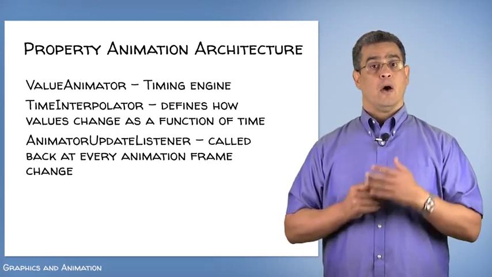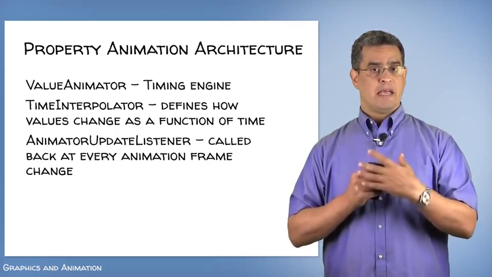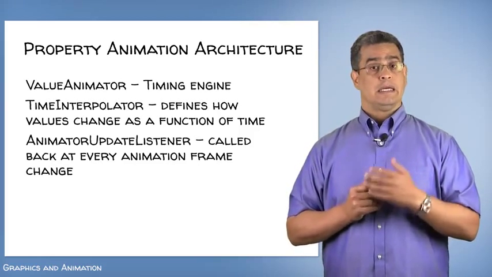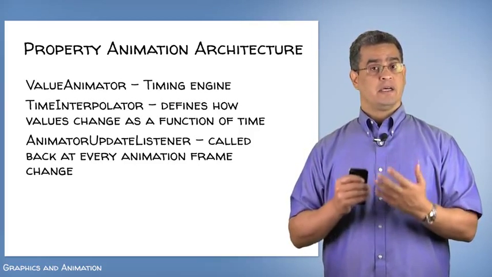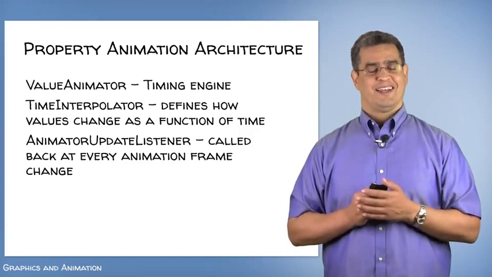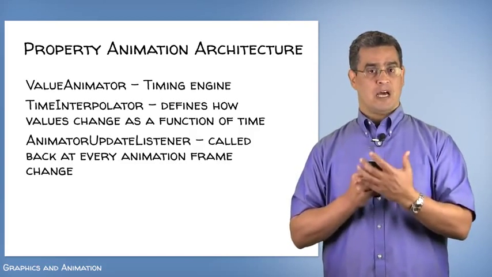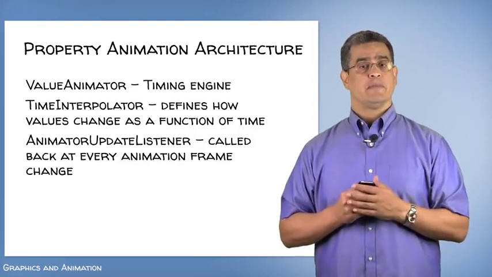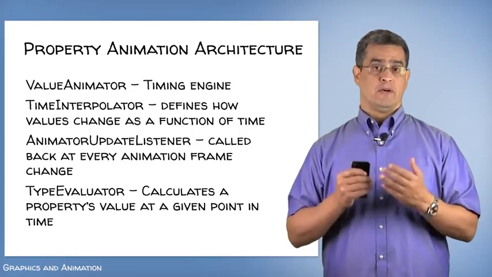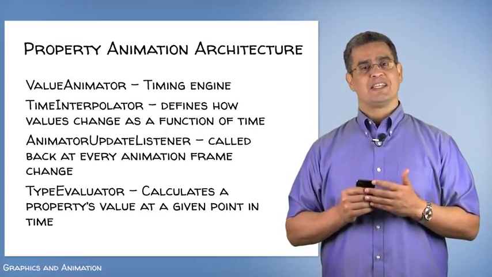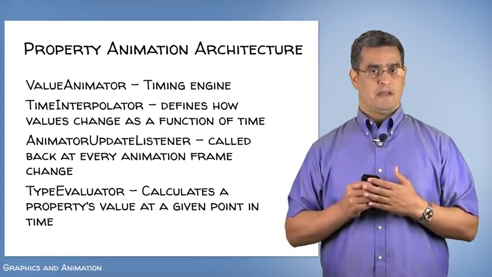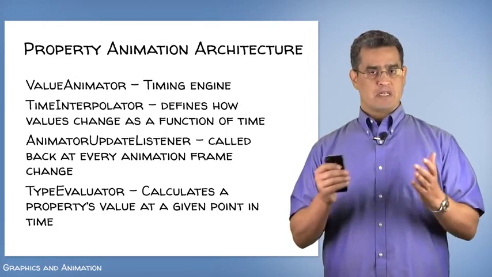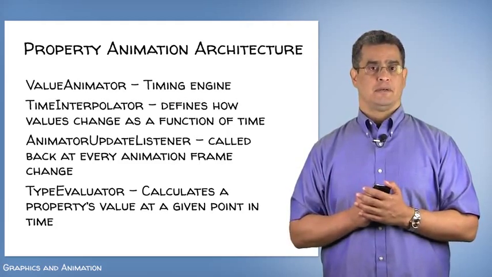And lastly, while Android knows how to animate the values of common types like integers and floats, it doesn't know how to animate custom types that you create. So if you need to animate your own types or animate existing types in new ways, you can implement the Type Evaluator interface. This interface defines an evaluate method that gets called to set the animation values at a particular point in the animation.